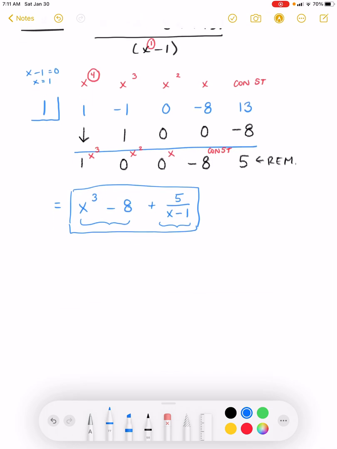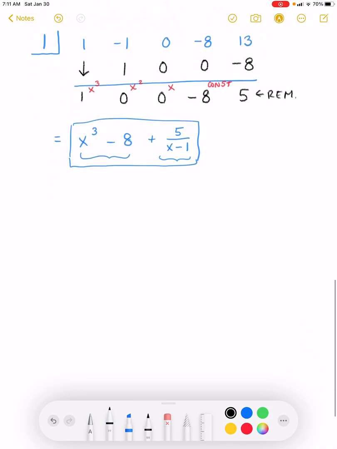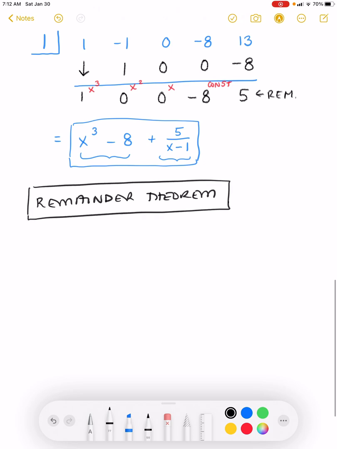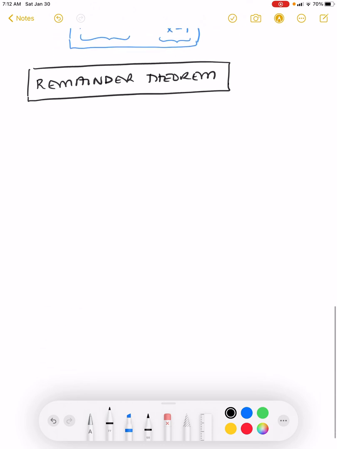Okay, so let's kind of move on to the next topic. The last thing that I want to talk about is what's called the remainder theorem. And this draws an important connection that we are going to use when we start solving polynomials. Okay, so here's what the remainder theorem says.